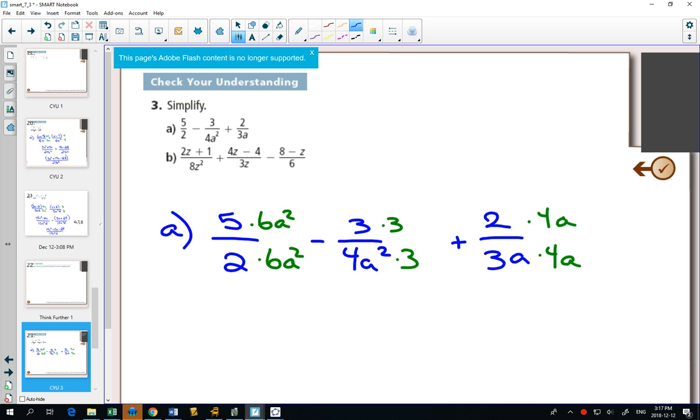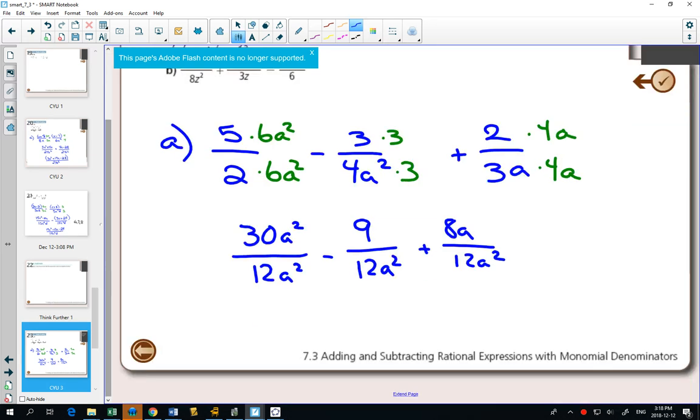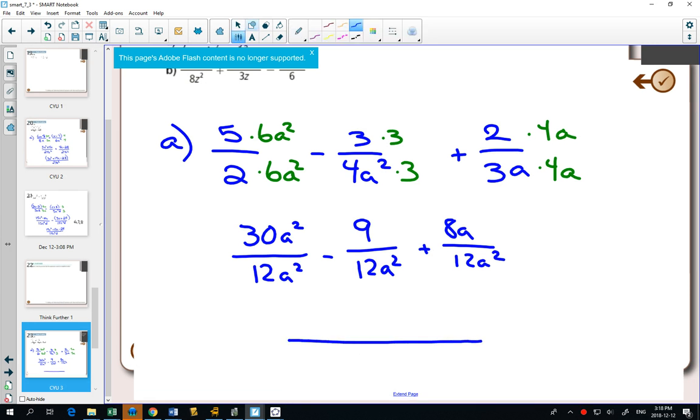So rewriting each of them, we have 30a squared over 12a squared minus 9 over 12a squared plus 8a over 12a squared. And once you have all three with a common denominator, now we can put them all together as one fraction. The denominator is going to be 12a squared, and adding them we'd have 30a squared minus 9 plus 8a.